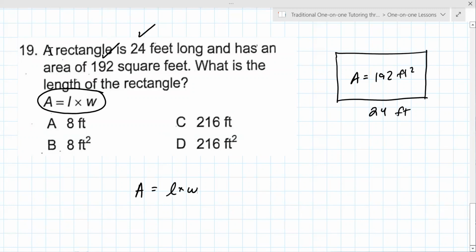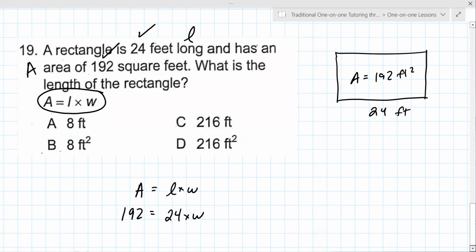Okay, let's read it one more time. A rectangle is 24 feet long. That's L. Oh, yeah. Okay, so that's L. And has an area of, that's A. See how they're trying to give you the answer for the variables? Now, how do you solve this? What's the math step to solve this?